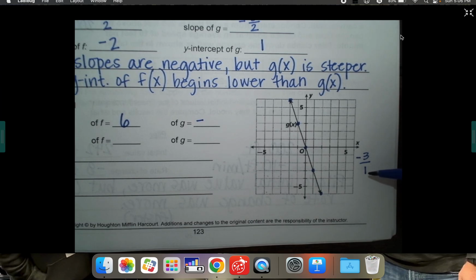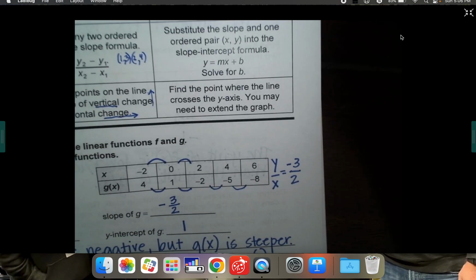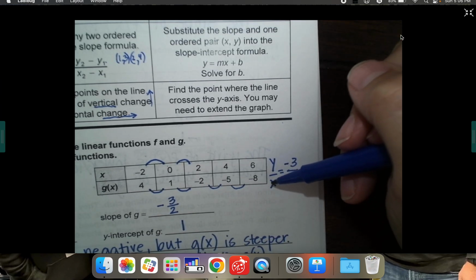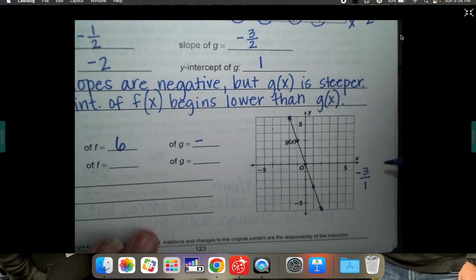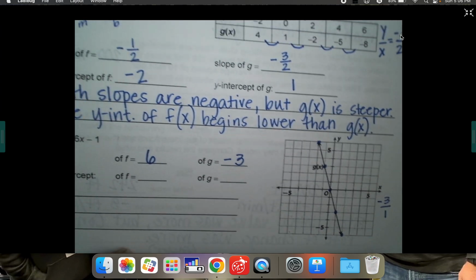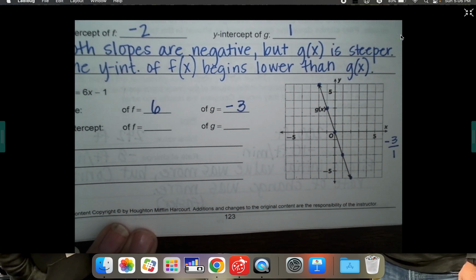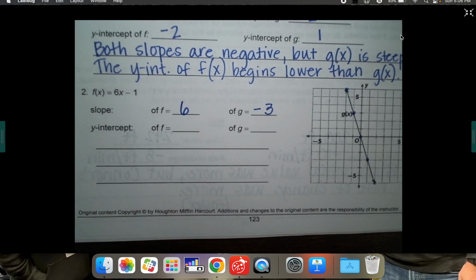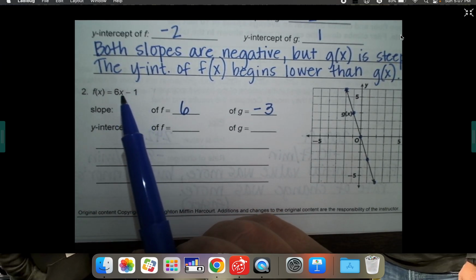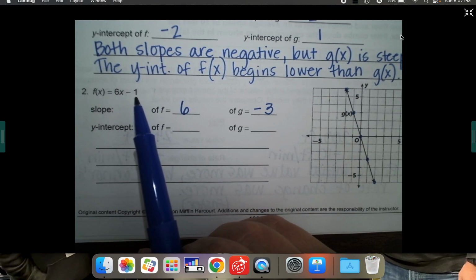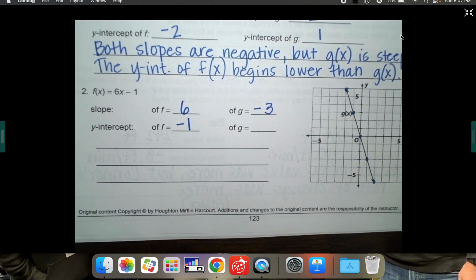The y's over the x's, just like we did here in a table, the y's over the x's, the rate of going up and down and then going over. And so this one is -3 over 1, which we'll just call -3 because anything over 1 is simplified to say just the number above. Okay, and then the y-intercepts, this one, the y-intercept would normally be plus b, but since it's a minus b, a minus 1, it's going to be -1. So the y-intercept here is -1.